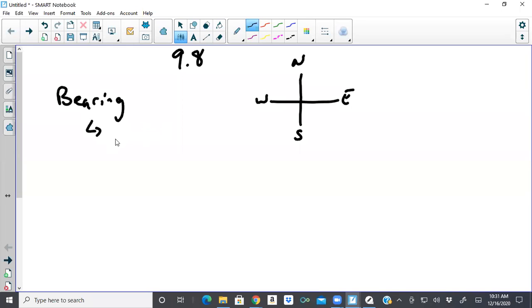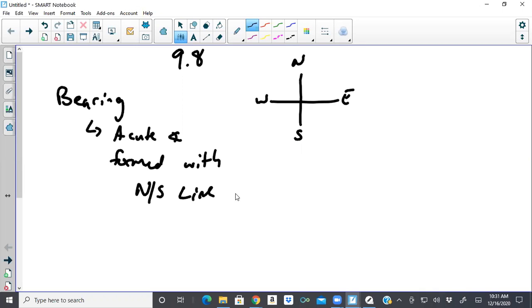But bearing is basically saying, if it tells you that a ship has a bearing of, or something has a bearing of, it is talking about the acute angle formed with the north and south line. So it says something like this. It's an acute angle made with the north and the south line.